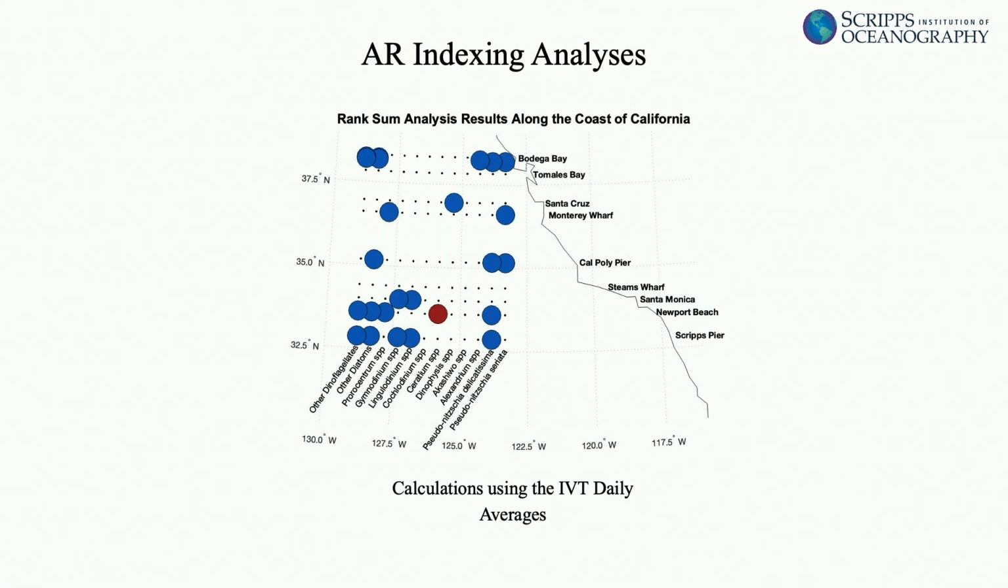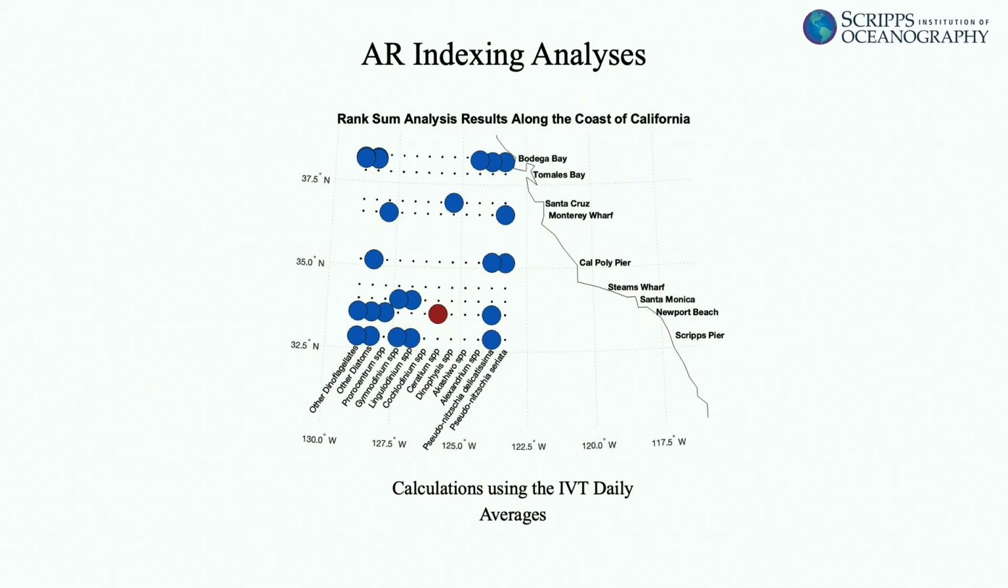So again, we have all of my phytoplankton sampling stations along the coast of California and all of my taxa on the x-axis. The small black dots are locations that yielded an H value of 0, meaning that they were considered equivalent distributions when an atmospheric river was present versus when it was not. And the bubbles are locations that yielded an H value of 1, meaning that they did have a statistically different distribution.